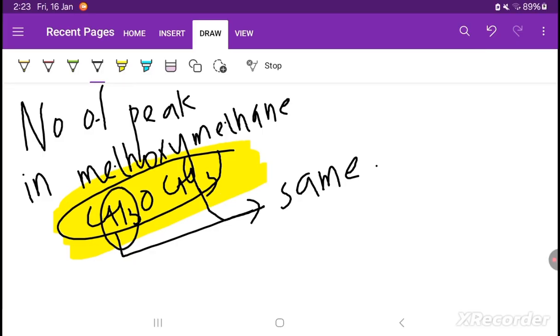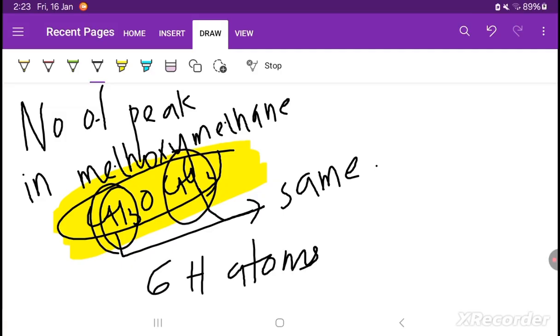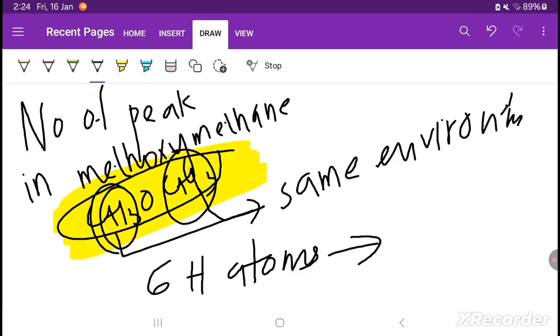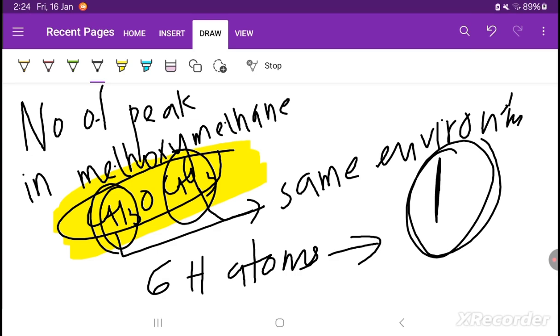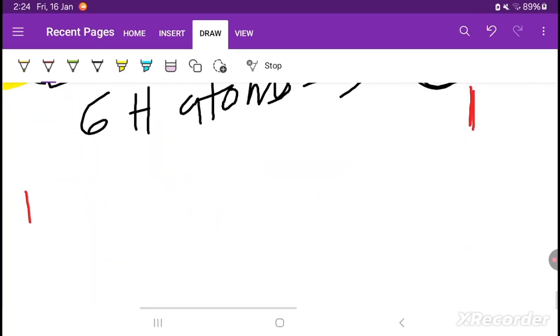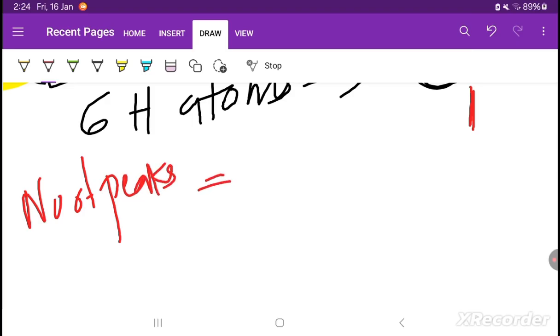These hydrogen atoms, there are 6 hydrogen atoms. All the 6 hydrogen atoms have the same environment. Therefore, we count it as one. There is only one distinct environment, so the number of peaks will be 1. Number of peaks is equal to the number of distinct hydrogen environments in a molecule.